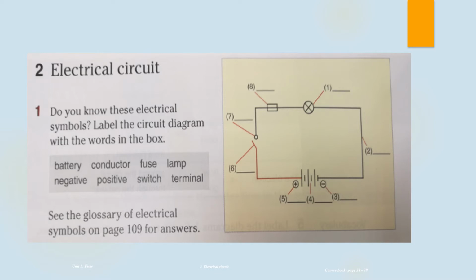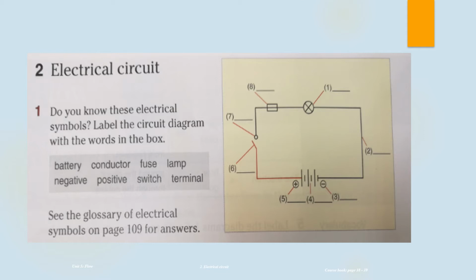Okay, now it's the time to study the electrical circuit. Number one, do you know these electrical symbols? If we look at the diagram, we will see this is an electrical circuit, but we don't see cables, lamp, or things like that. But we see symbols, rumuz. What we need to do is to label the circuit diagram with the words in the box. Let's look at the diagram and study it very well first.